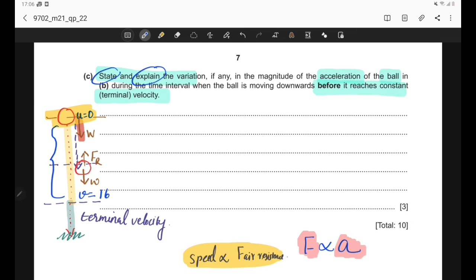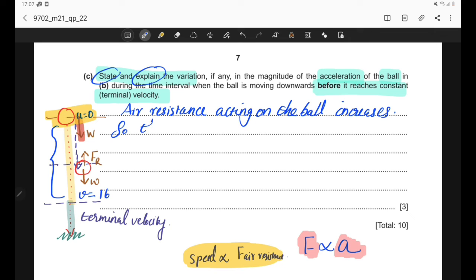So the first point we can write is about the air resistance. So air resistance acting on the ball increases. So the resultant force acting on the ball also decreases.